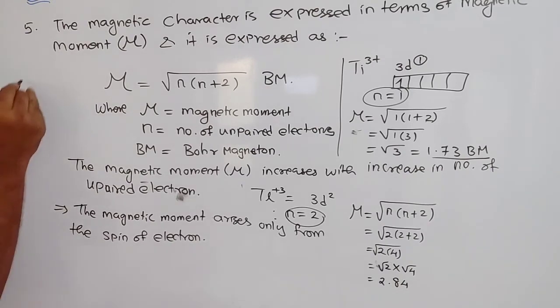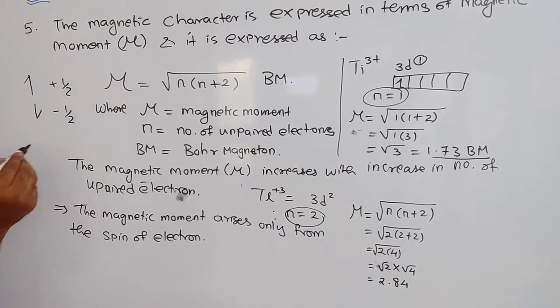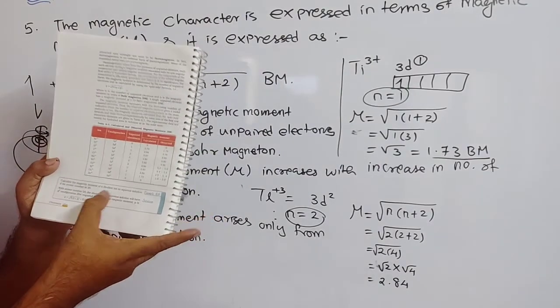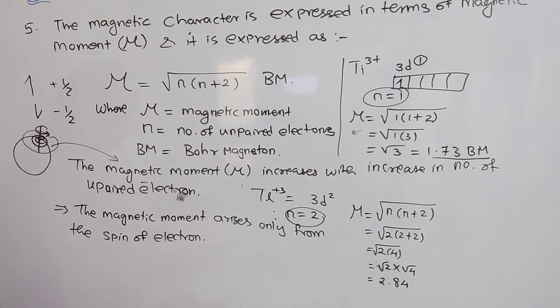Now spin of electron means, when we write like this, this is plus half spin. When we write like this, it is minus half spin. Now we know that electron can spin on its axis either clockwise or anti-clockwise. Clockwise it is plus half and anti-clockwise minus half. And due to this the magnetic moment is generated. There is example 8.8 in your textbook that you can do by yourself.